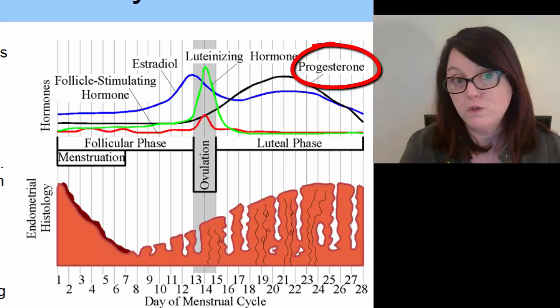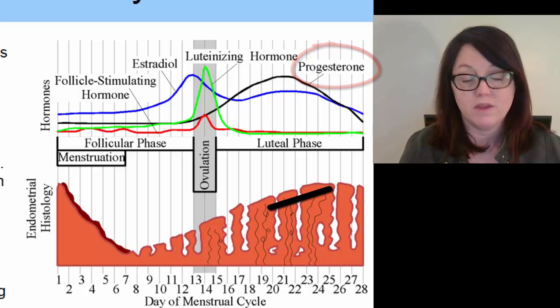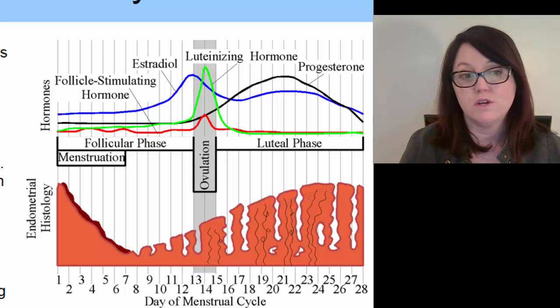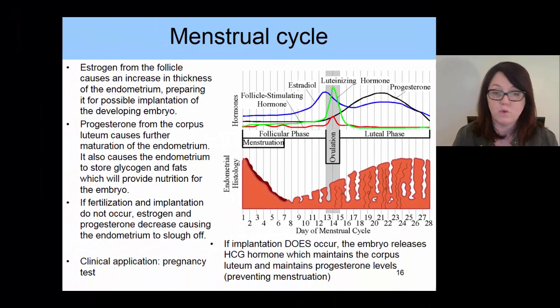Progesterone coming from the corpus luteum of the ovary causes further development of the endometrium. The endometrium gets even bigger. The endometrium begins to store glycogen and fat, which will provide nutrition for the embryo should implantation occur. But if fertilization and implantation do not occur, estrogen and progesterone levels decrease, causing the endometrium to slough off.